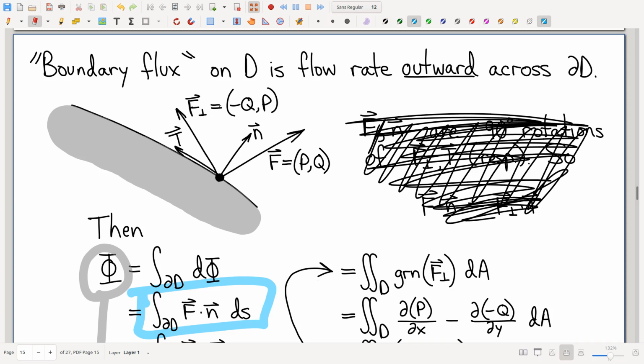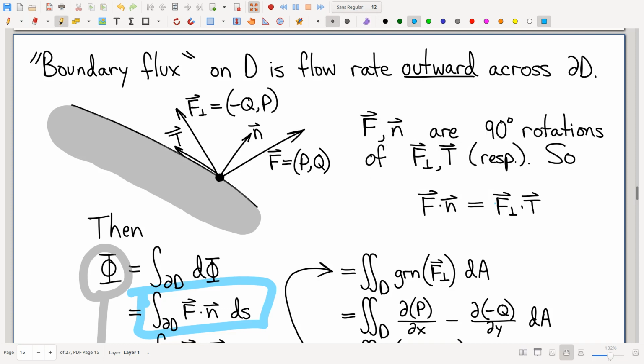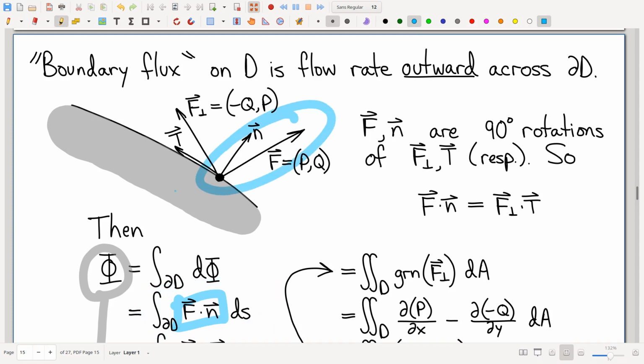Here's the clever move, and this is where I'm going to bring back all of this stuff. Note that the dot product that we're looking at here, we've got f dot n. You can see those vectors. Here they are, f and n. Right? Notice that if I take these vectors and do a 90-degree rotation of each one, what happens when I take the normal vector and rotate 90 degrees counterclockwise? I get the tangent vector. I get our usual unit tangent vector for that piece of curve.